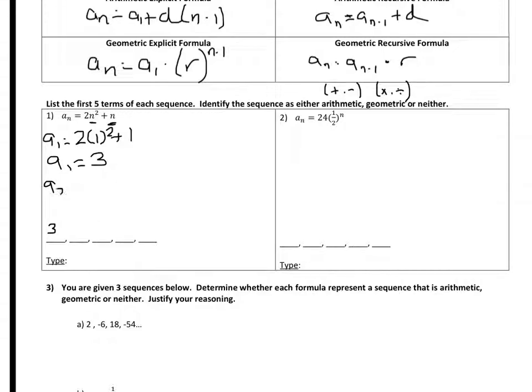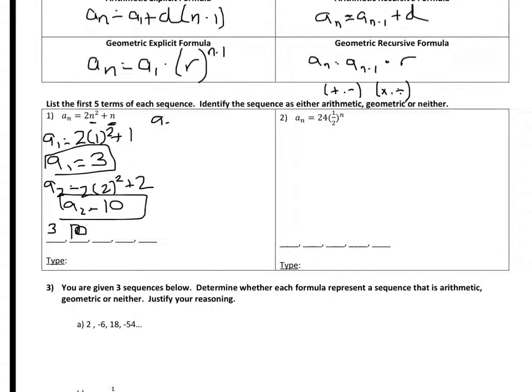Here we go, a sub 2, which is the second term. So I'm going to plug 2 wherever I see an n, in both spots. Okay, 2 squared is 4 times 2 gives me 8 plus 2, which is 10. Remember, you have to do order of operations first, so 2 squared and then multiplied by 2, and then plus 2. So the second term is actually 10. Sorry, that's a 2, not a 4.